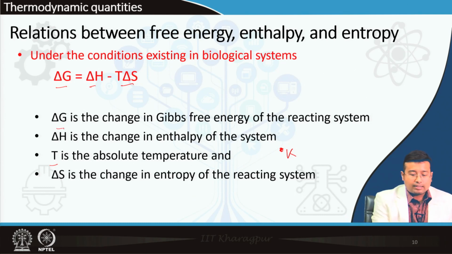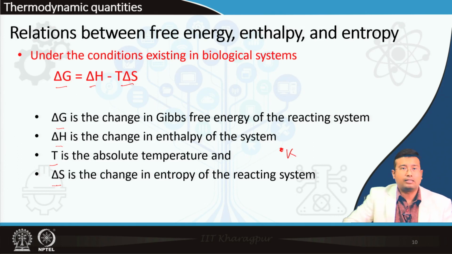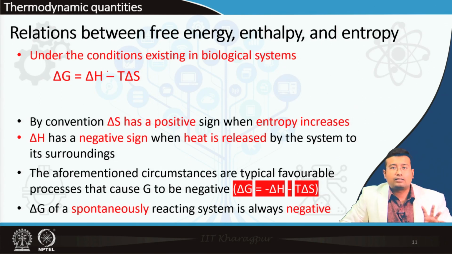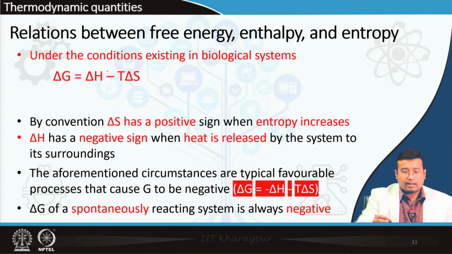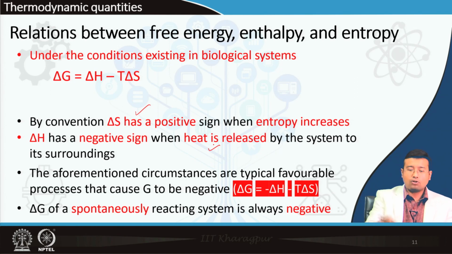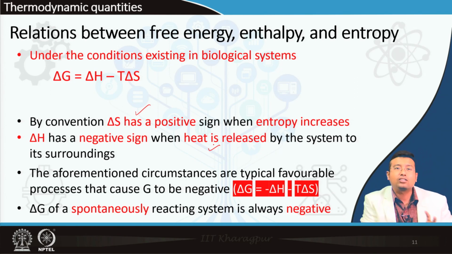So, delta G is the change in Gibbs free energy, delta H is the enthalpy of the system, T is the absolute temperature and delta S is the change in entropy of the reacting system, and this is how these three are related. Now, by convention, when entropy increases, delta S has a positive sign, delta H has a negative sign when heat is released, as I told you, in exothermic reactions, and delta G is negative when the reaction is spontaneous or exergonic.